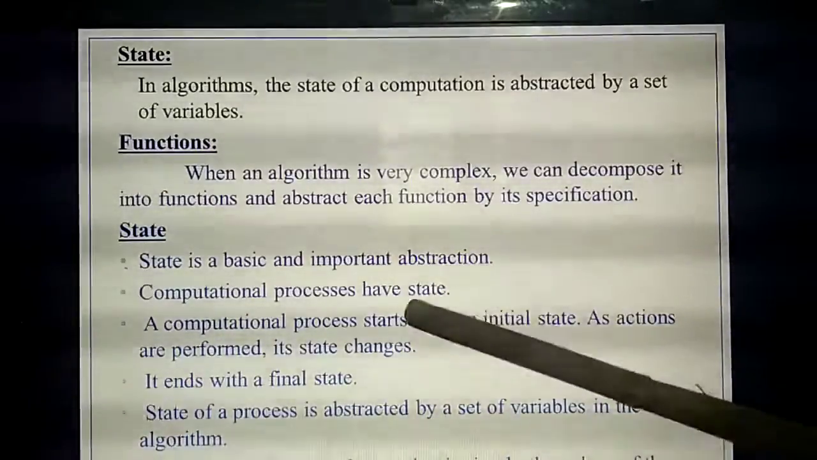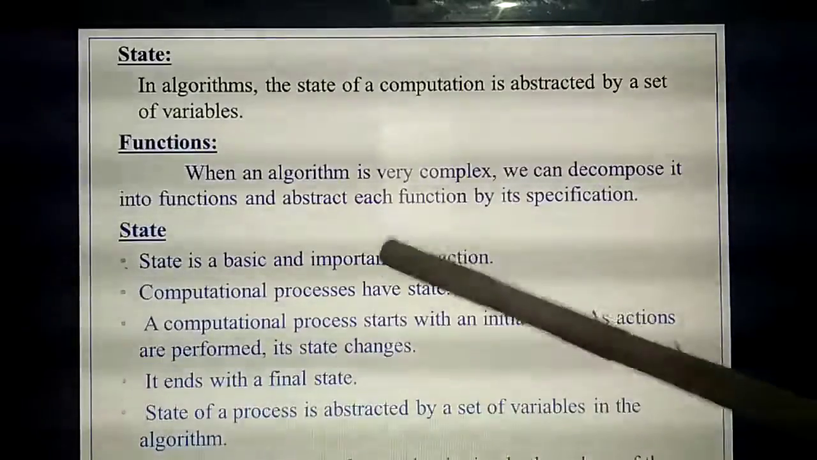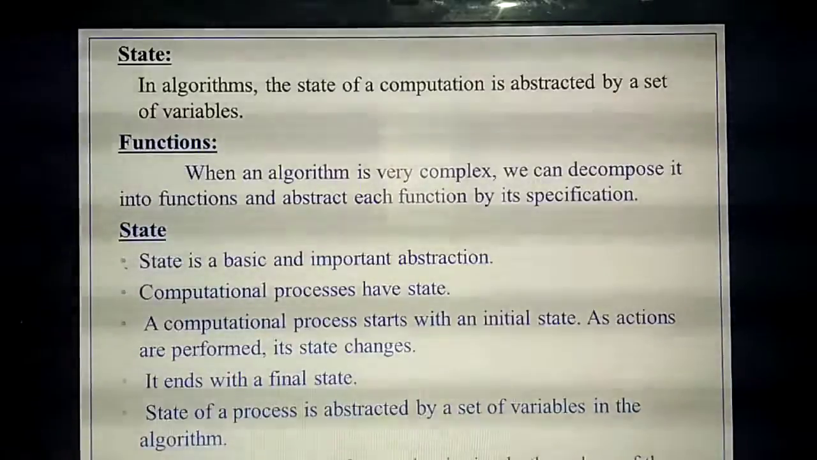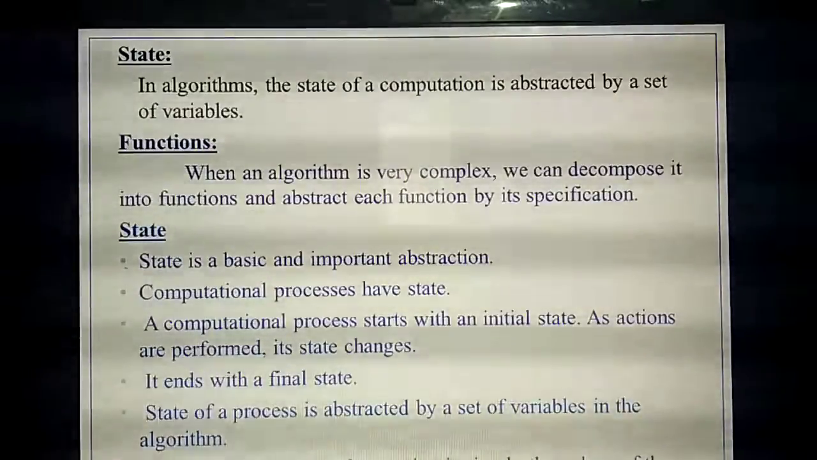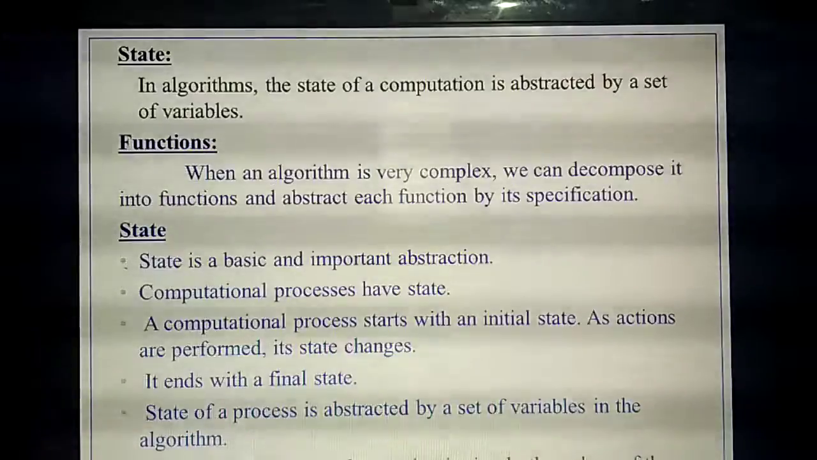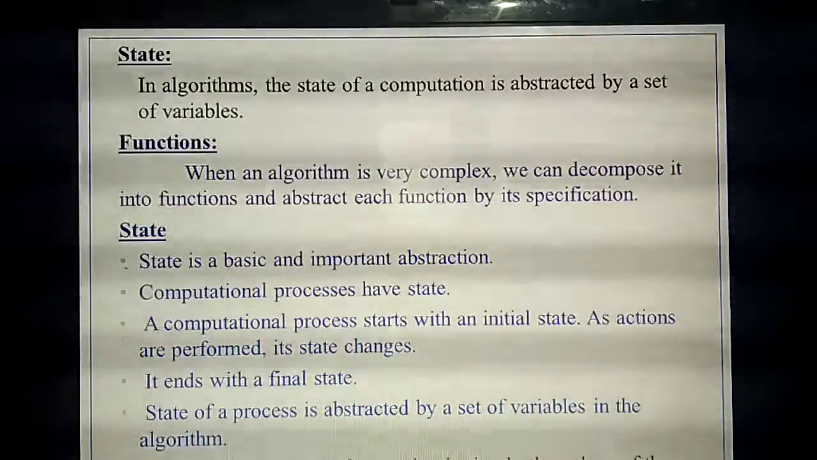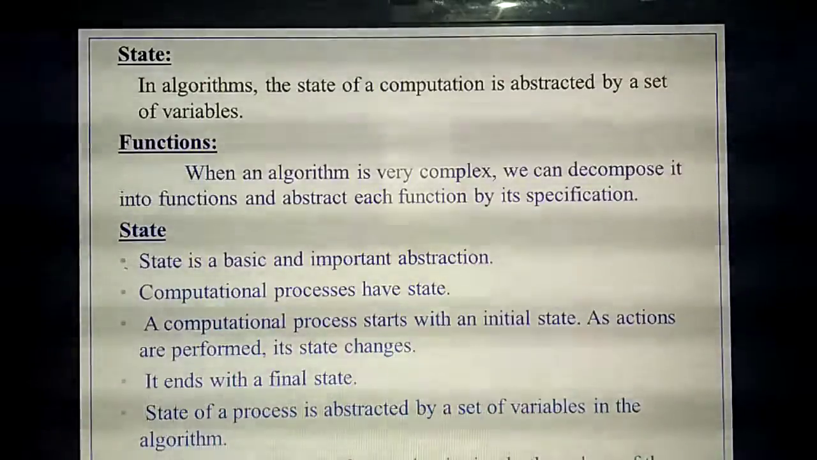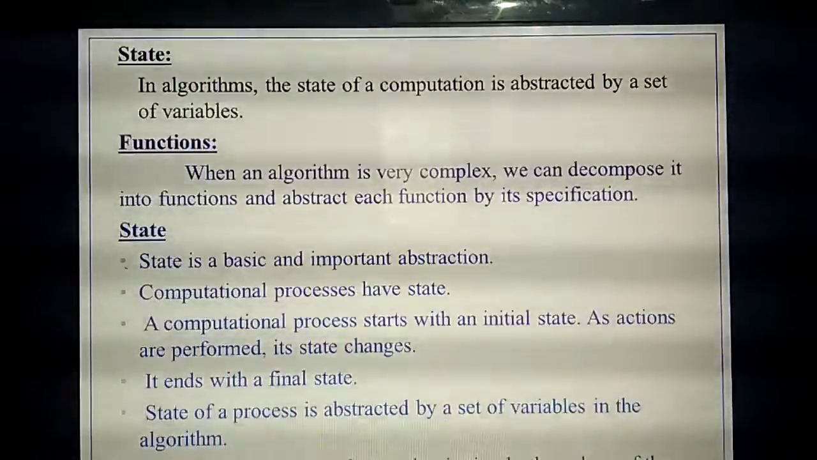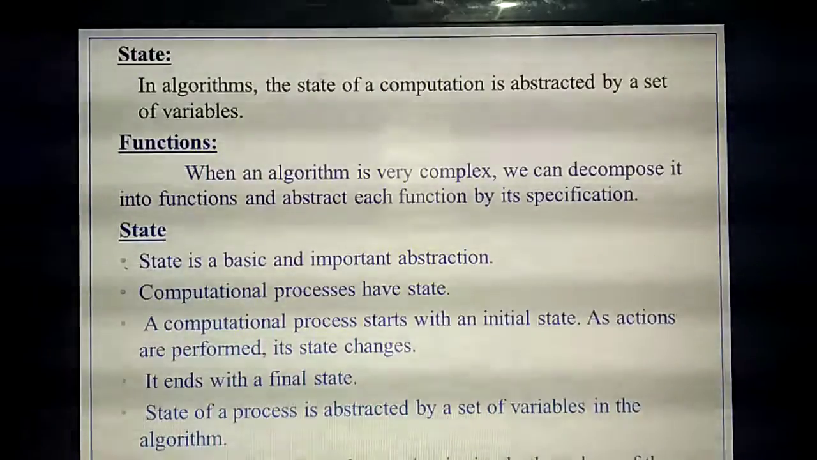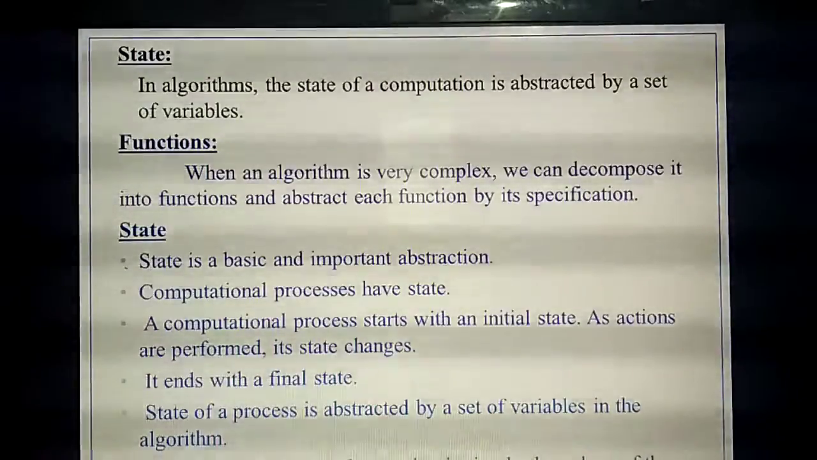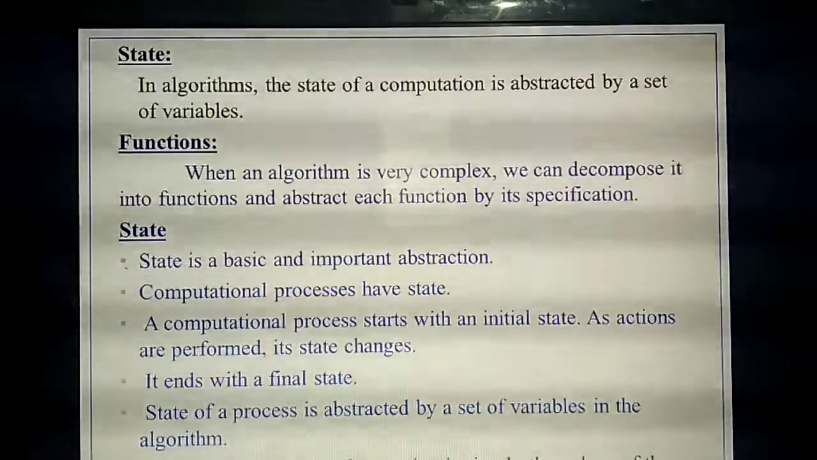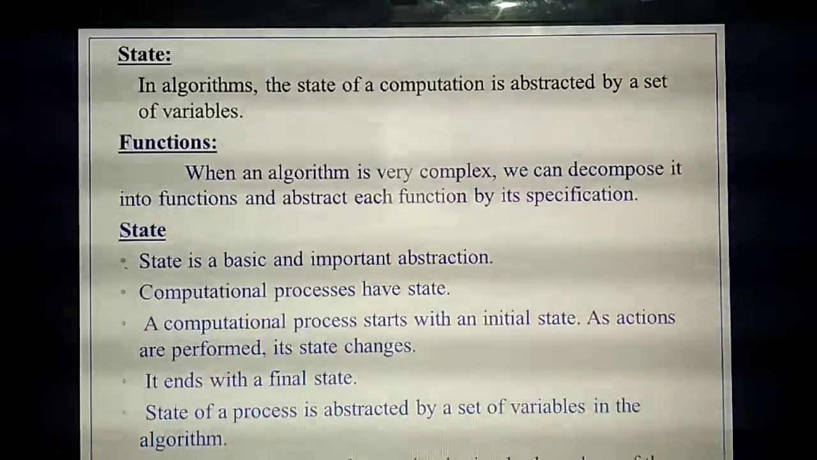Understand? So next thing, state. Again they have given the explanation about state. So in abstraction, the state is the very important thing. Which is a very important thing in abstraction? State. So if you are computing a particular algorithm or problem, that process will have state.